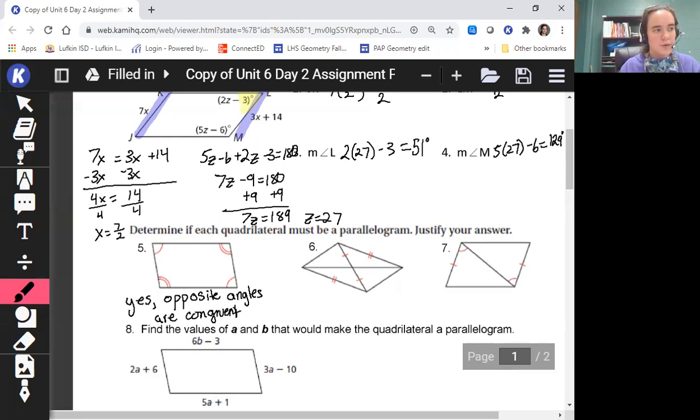Number 6, we have one set of opposite sides congruent and one diagonal that's getting bisected. So diagonals being bisected is a thing, but we only have one diagonal being bisected. Opposite sides being congruent is another reason why these would be a parallelogram, but we only have one set of opposite sides being congruent. So this is not a parallelogram, and you can either put, because we only have one set of opposite sides congruent, or we have only one diagonal being bisected.